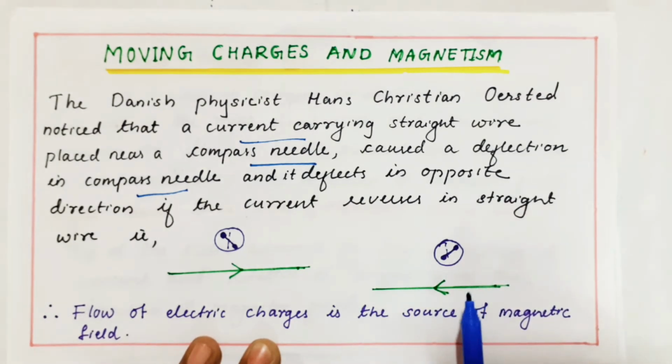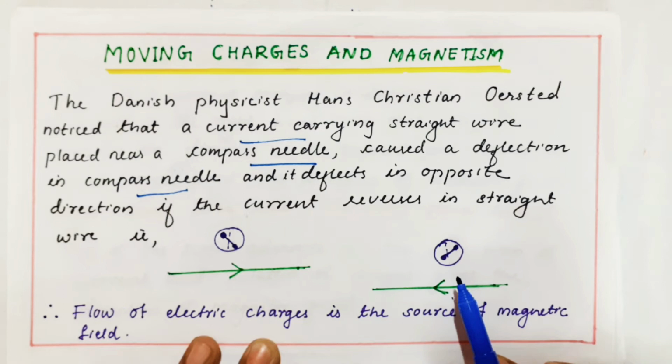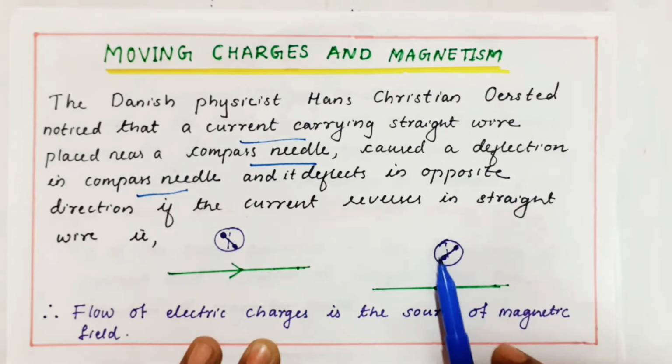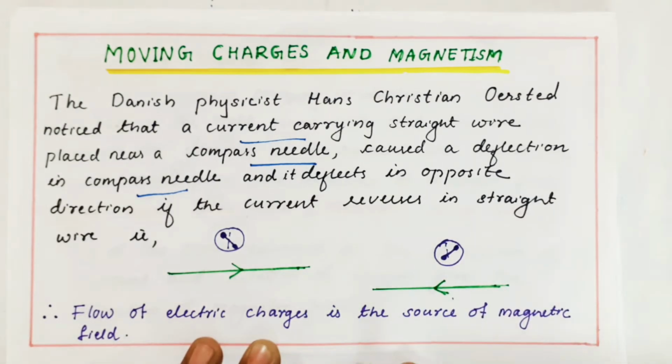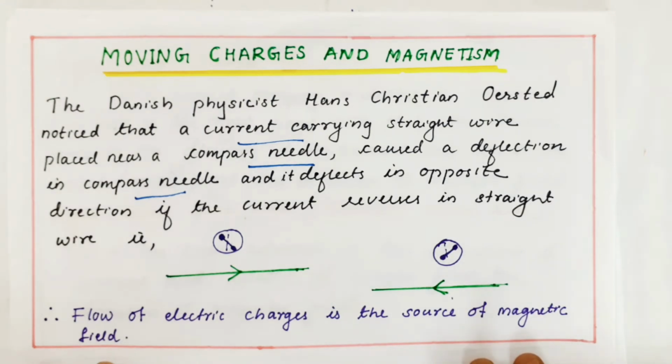So, after performing the second experiment, he understood that as he reverses the direction of current, the needle also deflects in the opposite direction. So we can conclude that the deflection in the needle is due to the presence of the current. From that, we can conclude that the flow of electric charges is a source of magnetic field, because the compass needle will deflect only in the presence of a magnetic field.